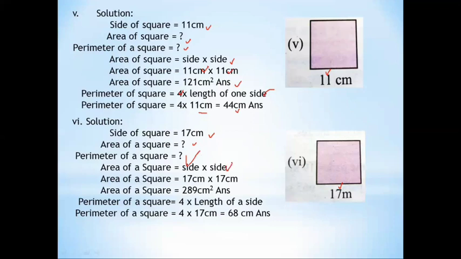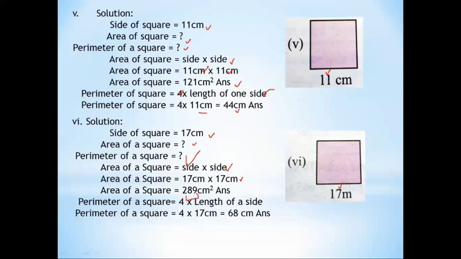Now here, area of the square is equal to the value of one side, that is 17 centimeter, again 17 centimeter. When we multiply, the answer will come 289. This is the answer. And the multiplication of centimeter with centimeter comes out as square centimeter.